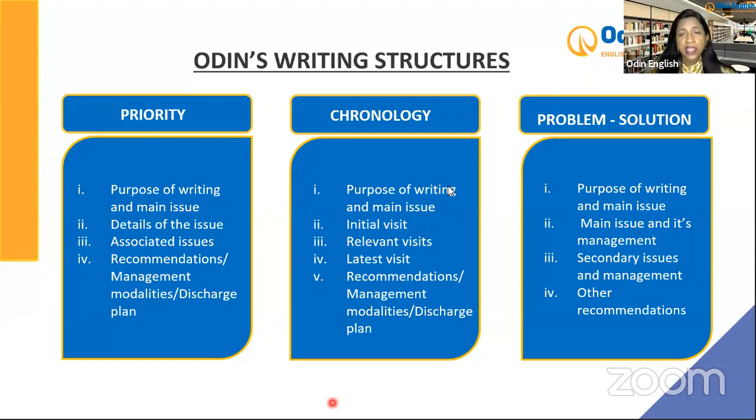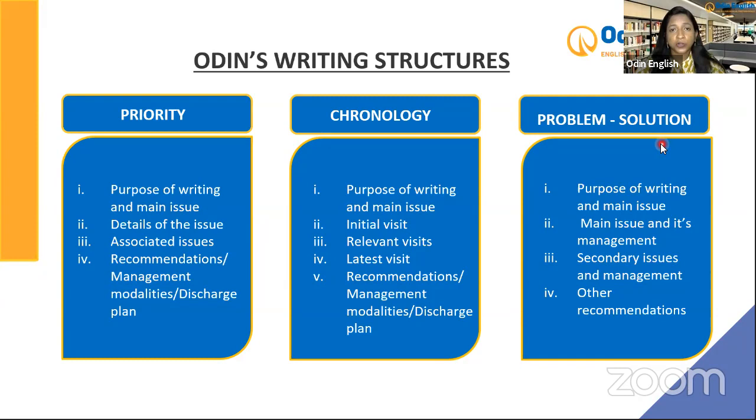So first the purpose of writing and the main issue, then the initial visit, then in the next paragraph, the relevant visits, and then the latest or the most recent visit, and then the recommendations. Now next structure that I would follow is the problem and solution.